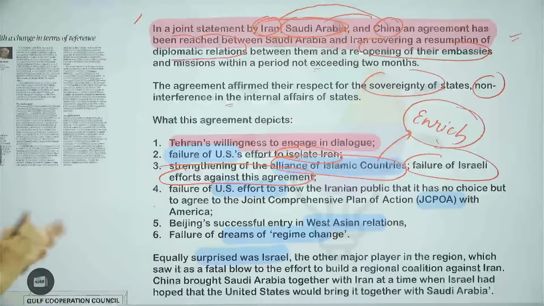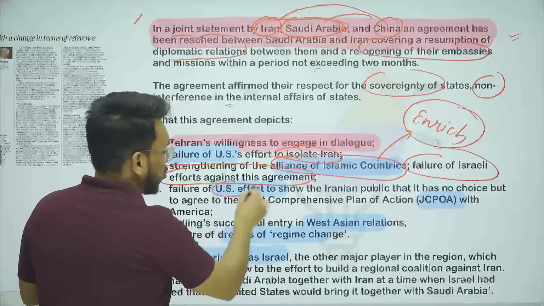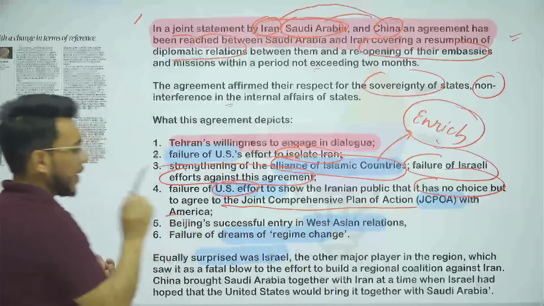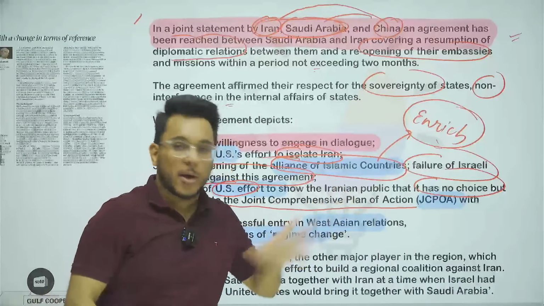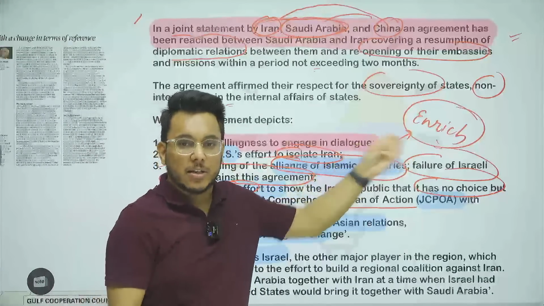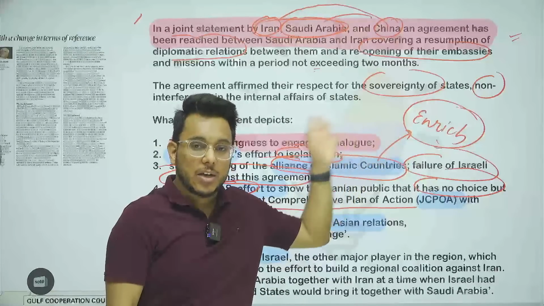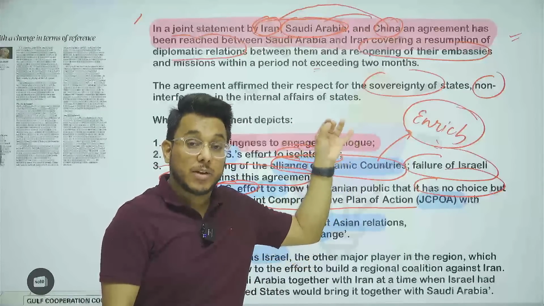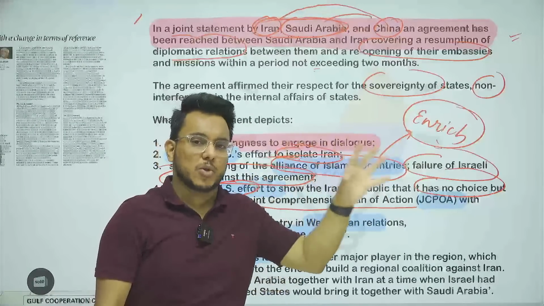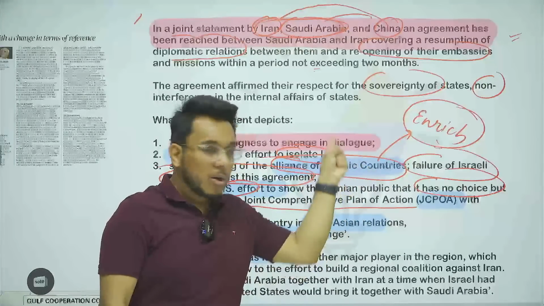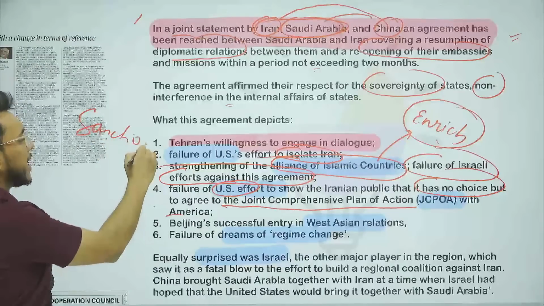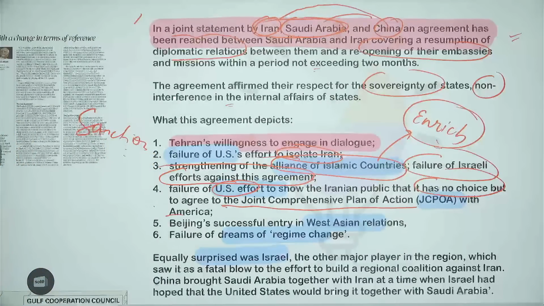Then it is also a failure of the US effort to show the Iranian public that it has no choice but to agree to the Joint Comprehensive Plan of Action with America. Now, what do we mean by this Joint Comprehensive Plan of Action? I have just given you one reference: in the past the USA had said that Iran is enriching uranium, and wants to enrich it to 90% so that it can make nuclear weapons out of it. This is the charge imposed by the USA on Iran. And because Iran is enriching uranium, the USA has imposed a lot of sanctions on Iran in the past. Because of that, Iran's economy suffered a lot.